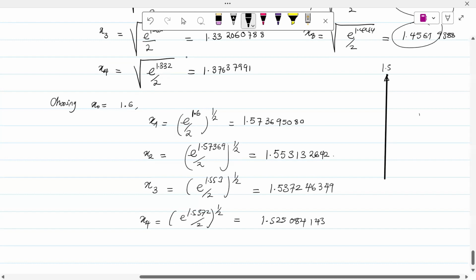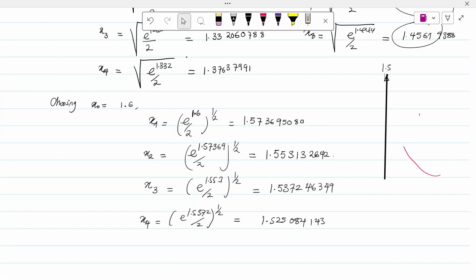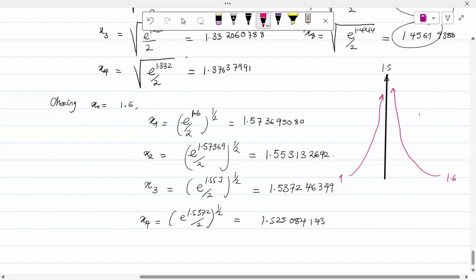If you approach it from this side, we are still approaching the same root. Starting from this side, we are still approaching the same root. It doesn't matter. Here, starting from 1.6, we are still approaching it. Here, starting from 1, we're still approaching the same root, 1.5.